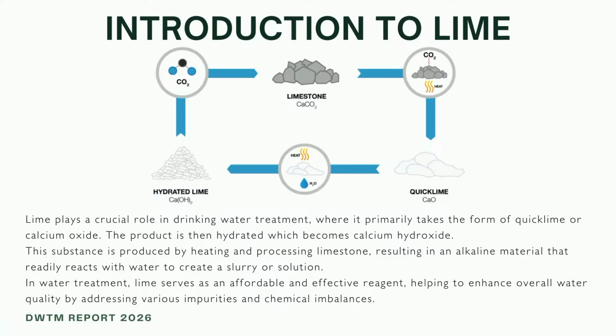Lime plays a crucial role in drinking water treatment, where it primarily takes the form of quicklime, or calcium oxide. The product is then hydrated, which becomes calcium hydroxide. And I will not dwell there long for those of you that have PTSD from high school chem. This substance is produced by heating and processing limestone, resulting in an alkaline material that readily reacts with water to create a slurry or solution. In water treatment, lime serves as an affordable and effective reagent, helping to enhance overall quality by addressing various impurities and chemical imbalances. There you see that image.